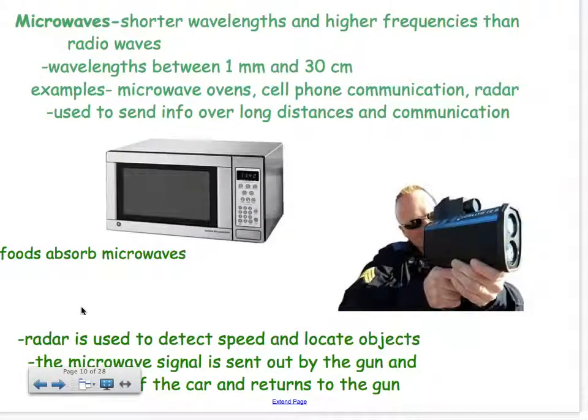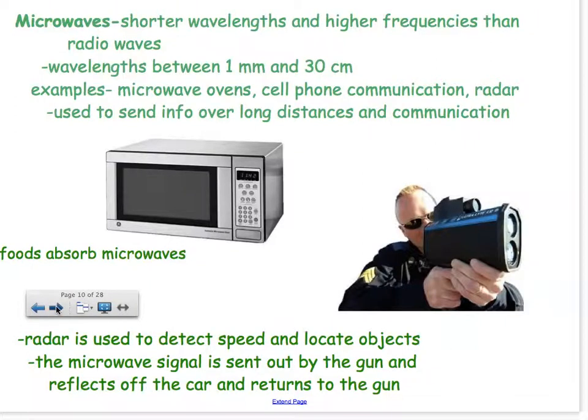The second type is a microwave, and now the wavelengths are getting shorter, and the frequencies are starting to get higher. This would be in your microwave oven, your cell phone, a radar like a police radar here, and we can also use it in shortwave radios and things like that because it sends the information over long distances. And basically the police radar is kind of like echolocation. It sends out a signal by the gun and it reflects off the car and returns to the gun.